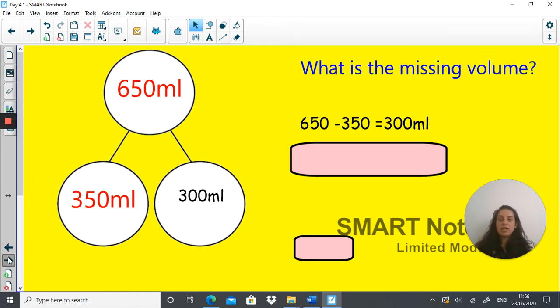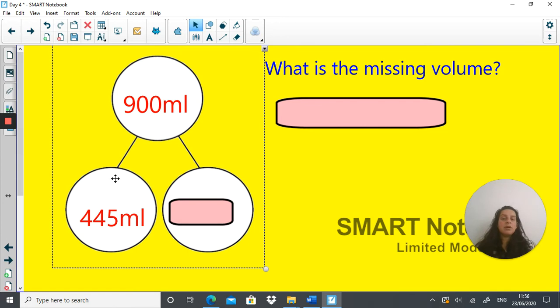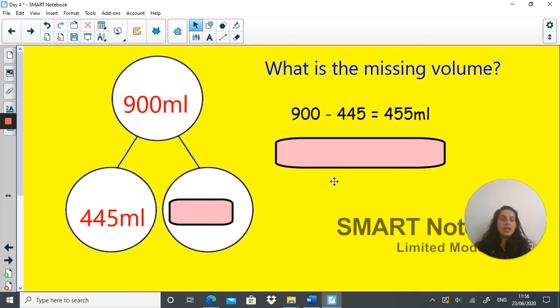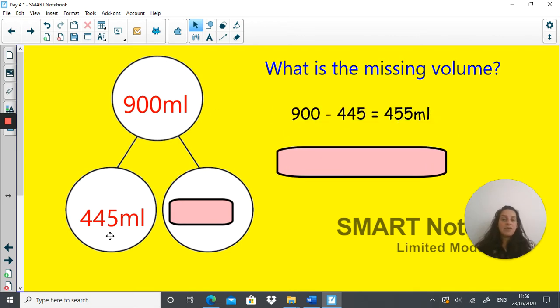So now try this example. What is the missing volume? Which number sentence do we need to use? It's 900 millilitres take away 445, and the answer is 455 millilitres, and that goes there.